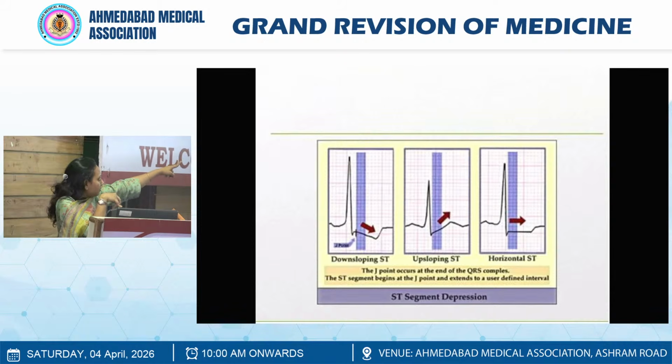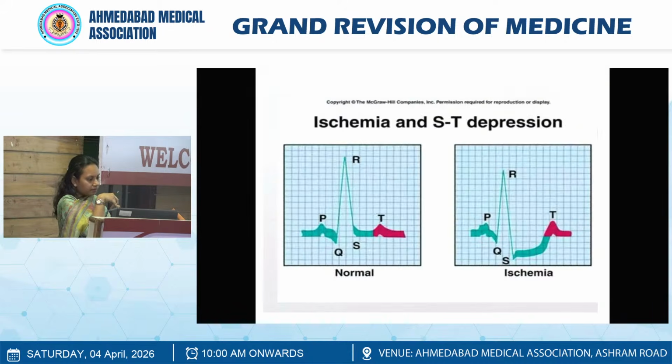J point is the end of the QRS complex and beginning of the T. The exact point, that is the J point. Can you see the J point? End of QRS complex and beginning of the T. This is normal. But if the J point is upward or downward, concave or convex, it depends.